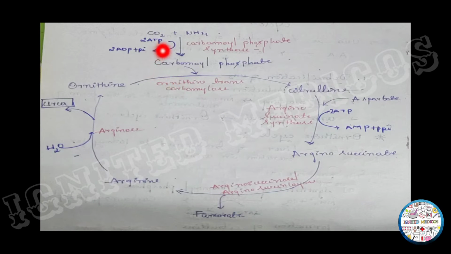So the first 2 reactions will be carried out in the mitochondria, and the remaining steps will be carried out in the cytosol. Now this is all about the urea cycle.